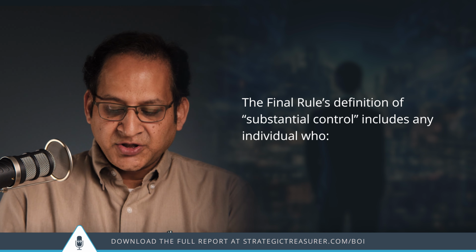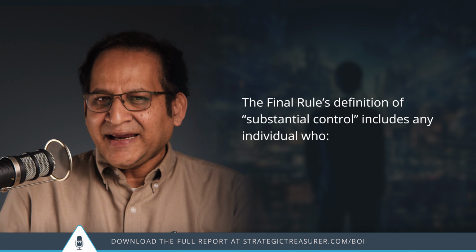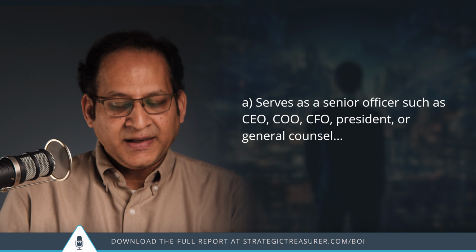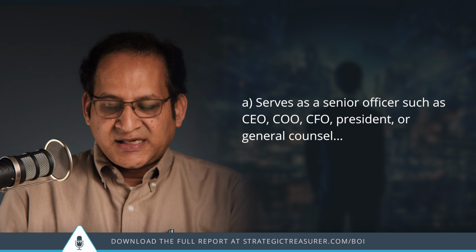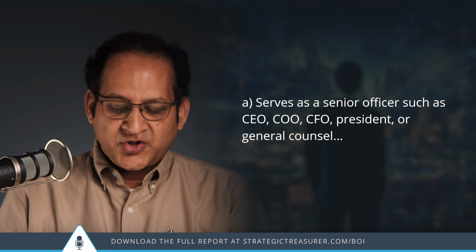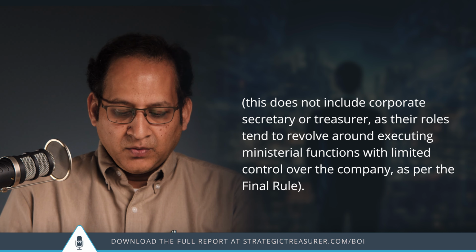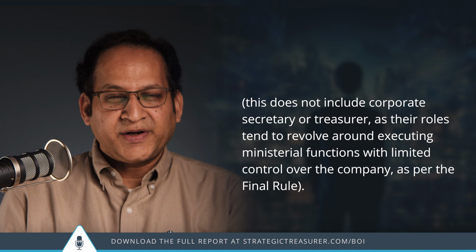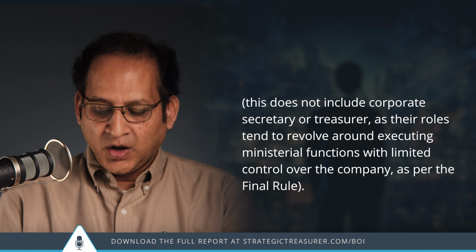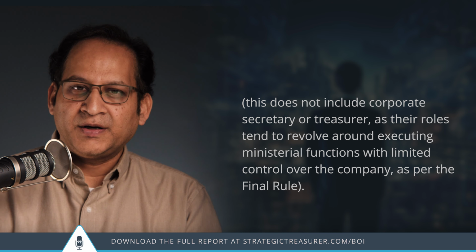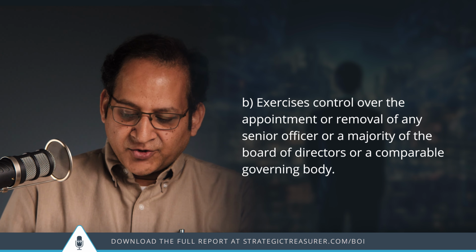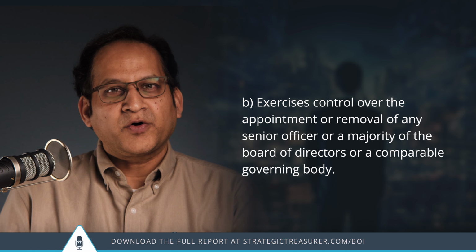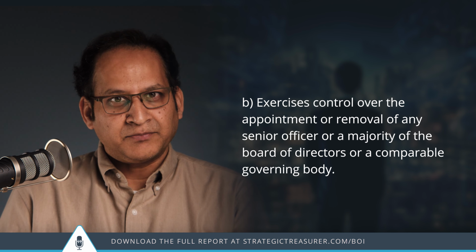The final rule's definition of substantial control includes any individual who A. serves as a senior officer of a reporting company, such as a CEO, COO, CFO, President, or General Counsel. This does not include a corporate secretary or a treasurer, as their roles tend to revolve around executing ministerial functions with limited control over the company as per the final rule. B. exercises control over the appointment or removal of any senior officer or a majority of the board of directors or a comparable governing body.